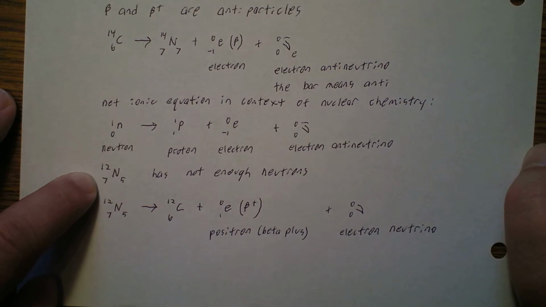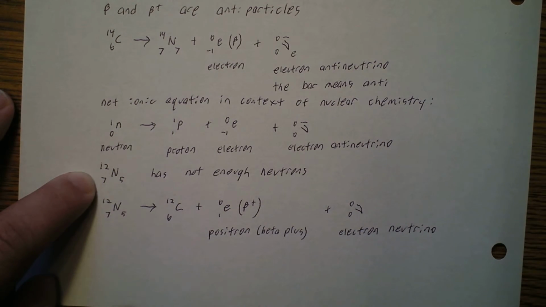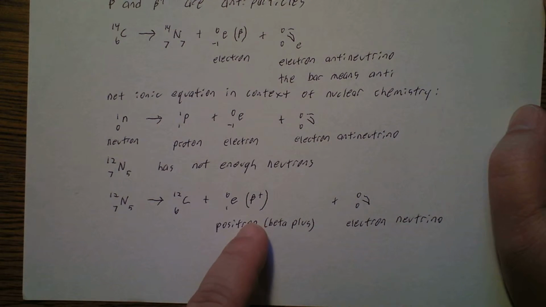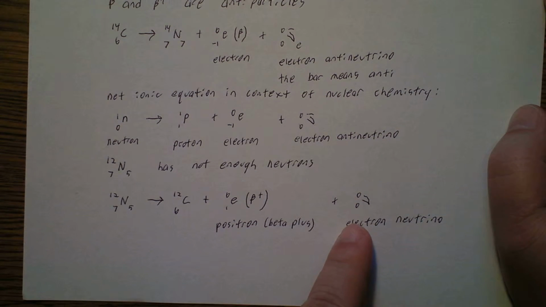So nitrogen-12 does not have enough neutrons to be stable. So we have nitrogen-12 going to carbon-12 plus a positron and an electron neutrino.